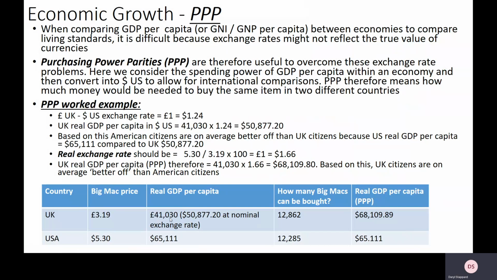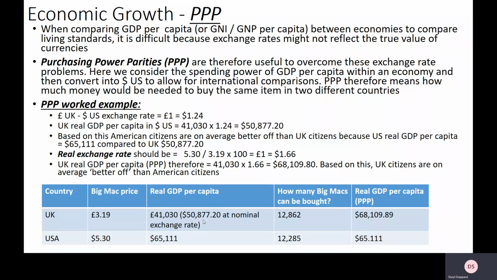Now, to turn that into American dollars, what I would do, I would multiply it by 1.24. Now, what this shows me is that the average British person at the current exchange rate has got every year $50,877.20. Now, what that means then is at the moment, your average American person has got $65,111 per year. The average Brit has got $50,877 per person per year. So we are roughly $15,000 worse off than the average American person.